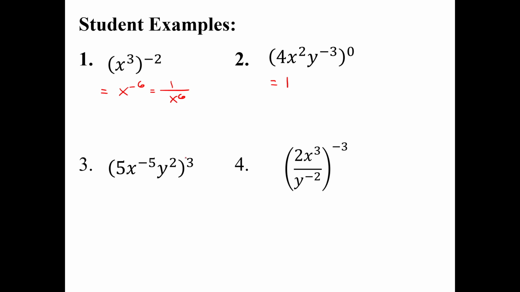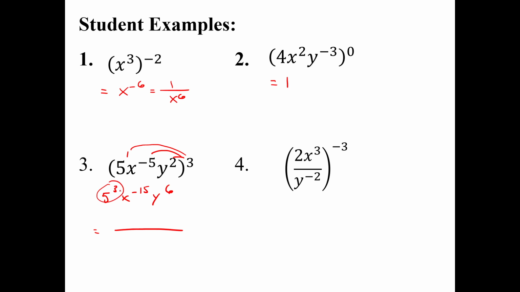Number 3, I need to distribute out. Okay, that includes that hidden 1. And so that gives me 5 to the positive 3, x to the negative 15, y to the 6. And then I'm just going to clean that up. I'm going to do this all in one step.